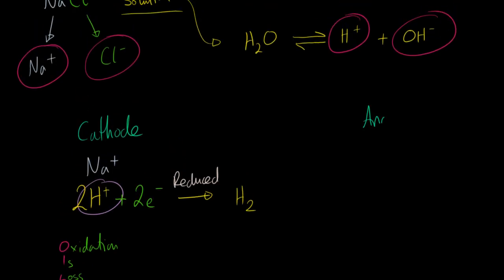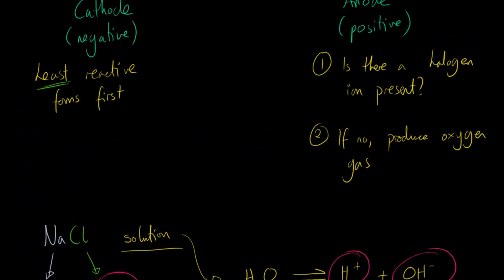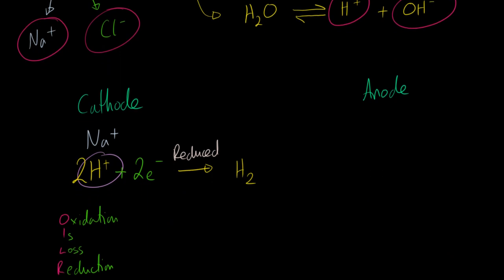What's going on at the anode? Well, if you remember the rules for the anode, it says, is there a halogen ion present? There is. So in a competition between the chloride, I'll tell you what, I should make hydroxide a little bit more colourful. There we go. In a competition between these two, the chlorine will always win.